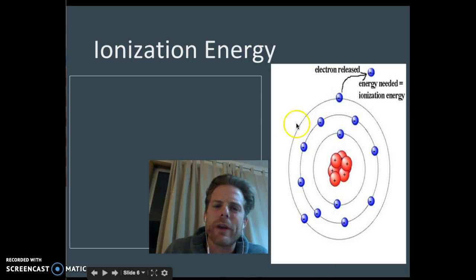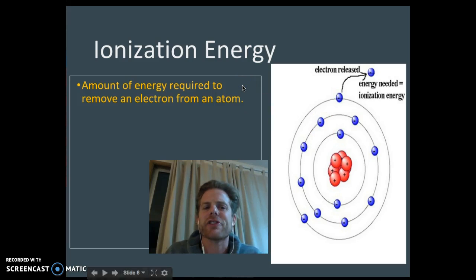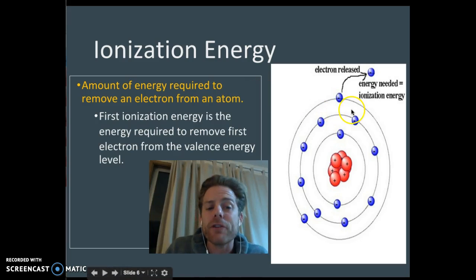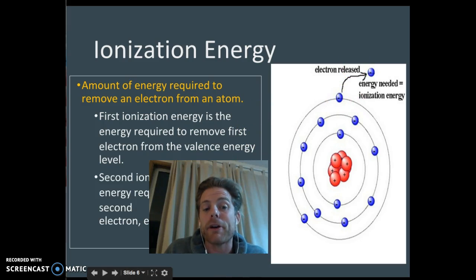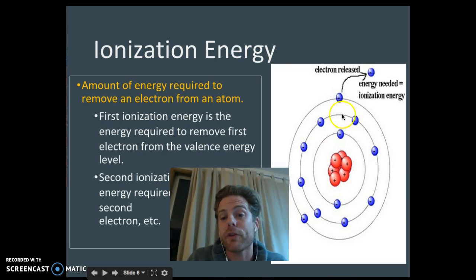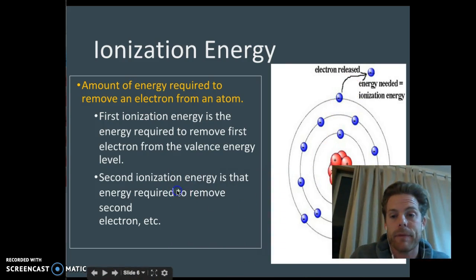So we can classify these ionization energies, and the ionization energy is the amount of energy required to remove an electron from an atom. So we're like, hey, give me that electron, mister, or missus, who knows? The first ionization energy is the energy required to remove that first one. So I'm just saying, hey, give me that. Compared to the second ionization energy, which is the energy required to remove the second one. So if the first one is removing this one, bang, then the second one is removing this one, bang. All right?